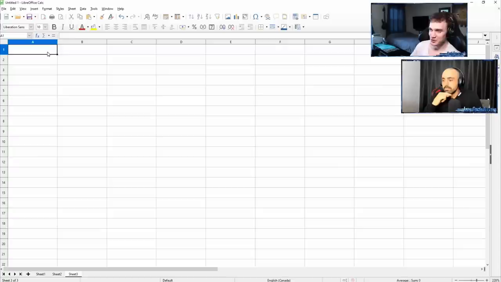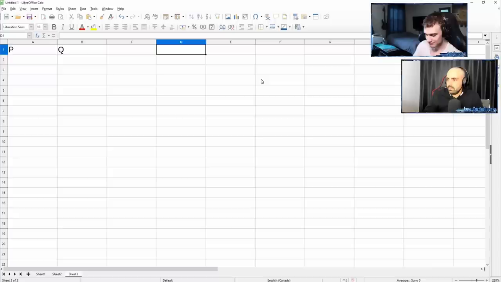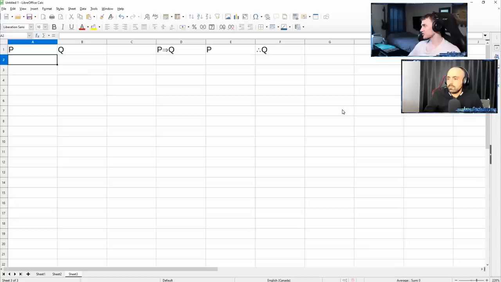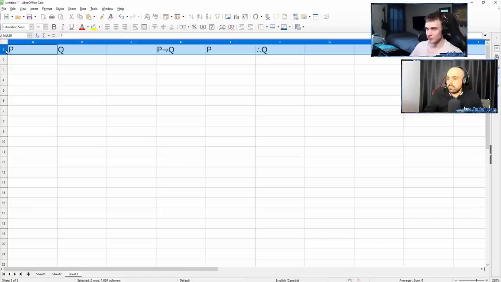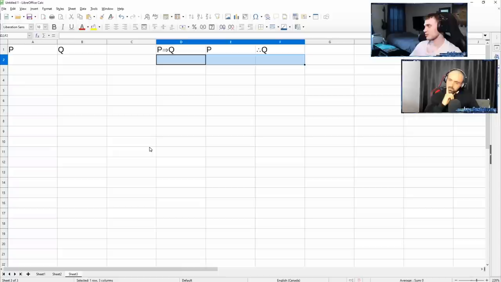Let's just generate some arguments. We're going to put the variables over here. We'll do modus ponens again because it's the simple one. First things first, we have to capture all the truth values for the variables. Is there a way to just drag that down? No? Okay, whatever. These over here are going to be the variables columns. This over here is going to be the argument.